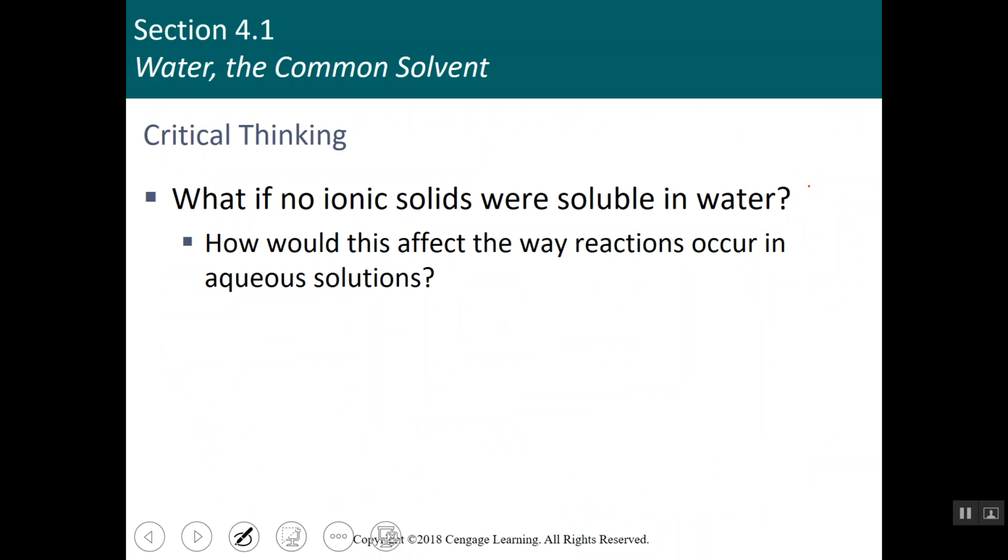What if no ionic solids were soluble in water? How would this affect the way reactions occur in aqueous solution? Again, that's just kind of a thinking question, but there are a lot of things, especially in our bodies. We have to have ions in our bodies for reactions to happen, and your nervous system to work correctly, as well as other systems. And so the only way to get those reactions to occur would be to supply a whole lot of energy if they weren't already soluble in water.